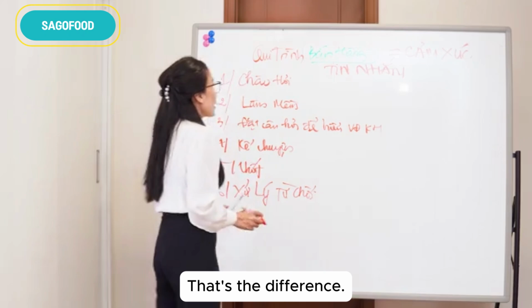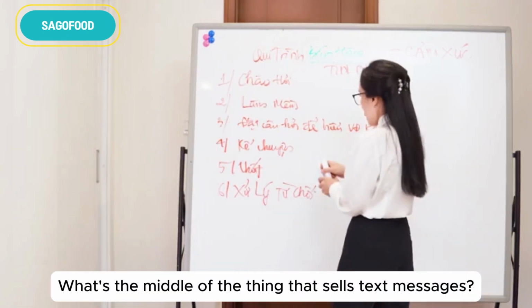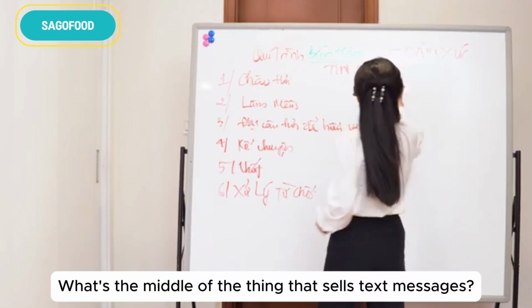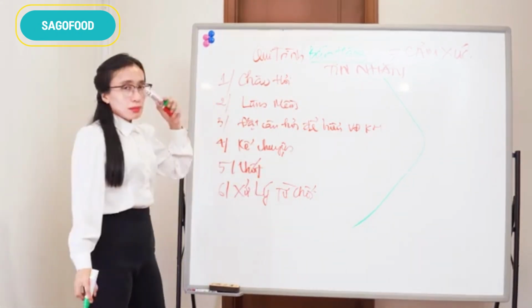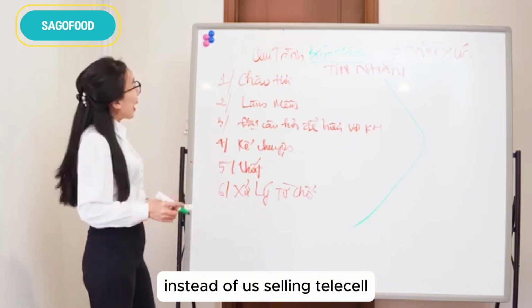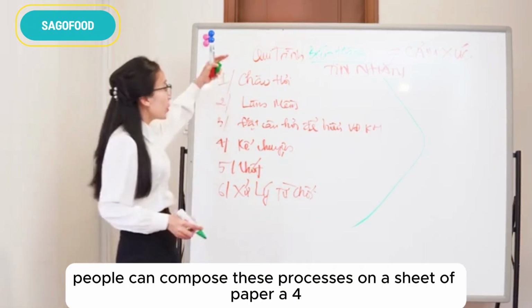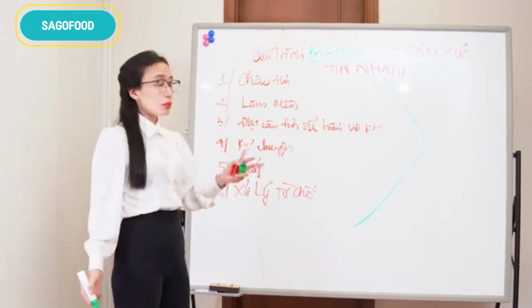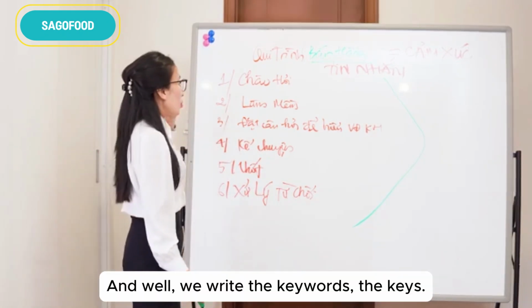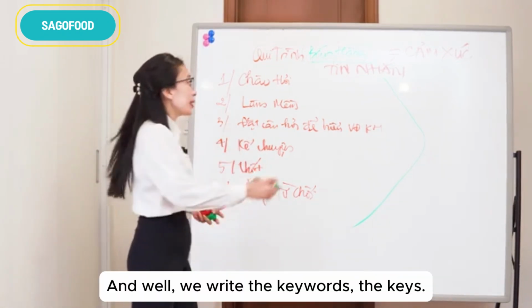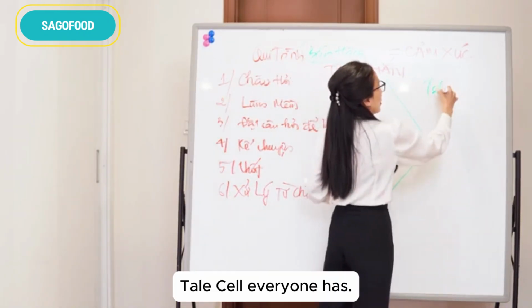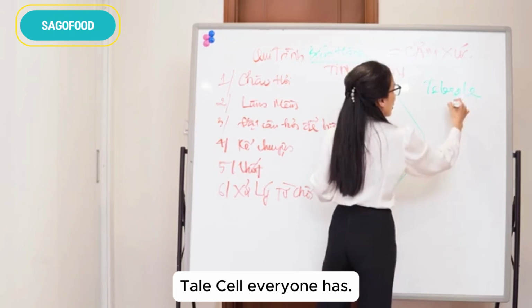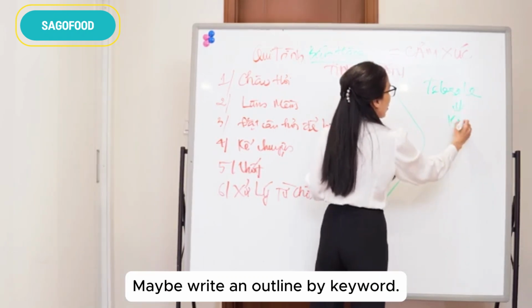That's the difference. What's the difference in selling by text message? Instead of us selling by telesell, people can compose these processes on a sheet of paper and write the keywords. Usually in telesell, everyone has maybe written an outline by keyword.